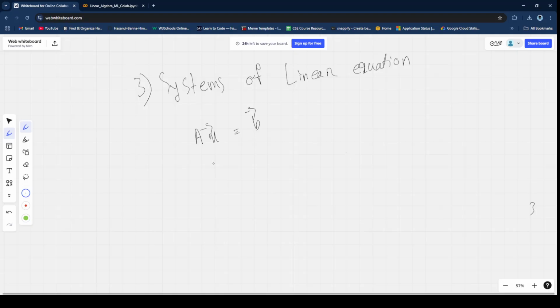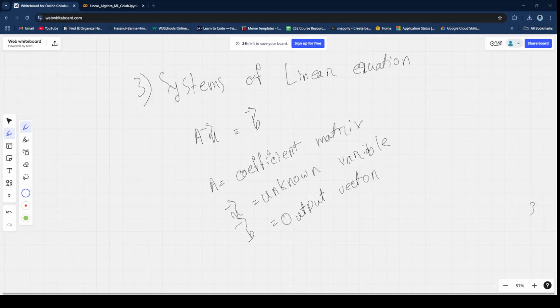Now if I want to say, here the A is my coefficient matrix, my x vector here is my unknown variable. So the b vector is our output vector here.